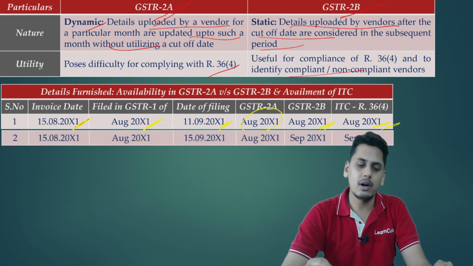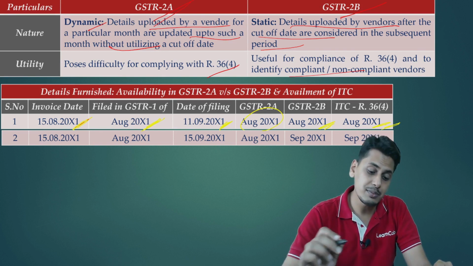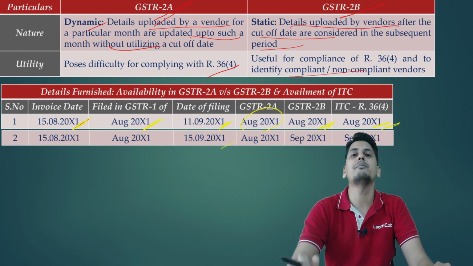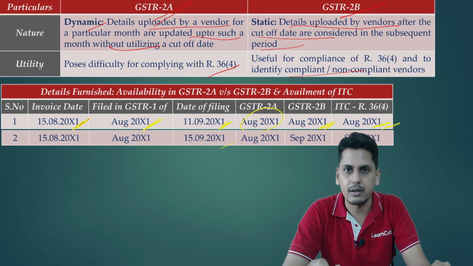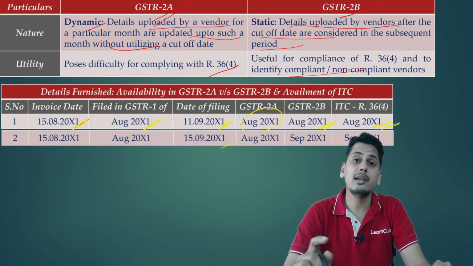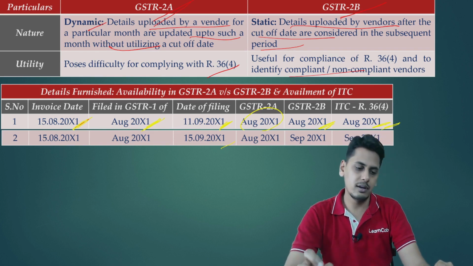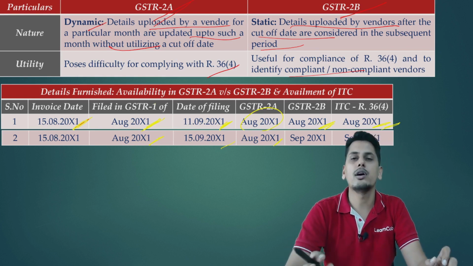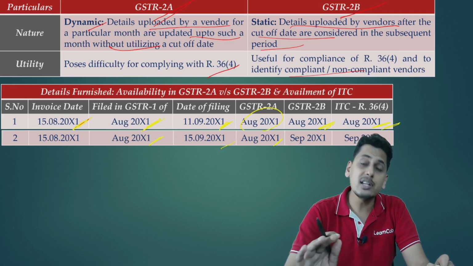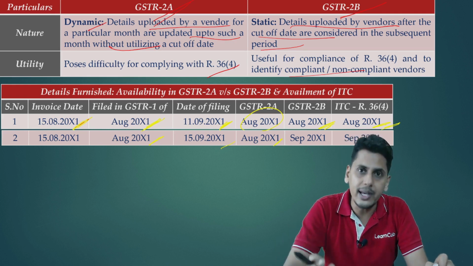Invoice dated 15th of August. It is filed in GSTR-1 of August, but the date of filing is 15th of September. Question number 1. In which month would GSTR-2A appear? He has included it in GSTR-1 of August. It would appear in 2A of August. Question number 2. In which month would GSTR-2B appear?